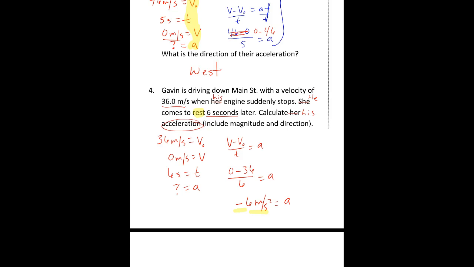So they didn't tell me a physical direction like north, south, east, or west in this example, so I can only report my acceleration as a negative 6 meters per second squared.